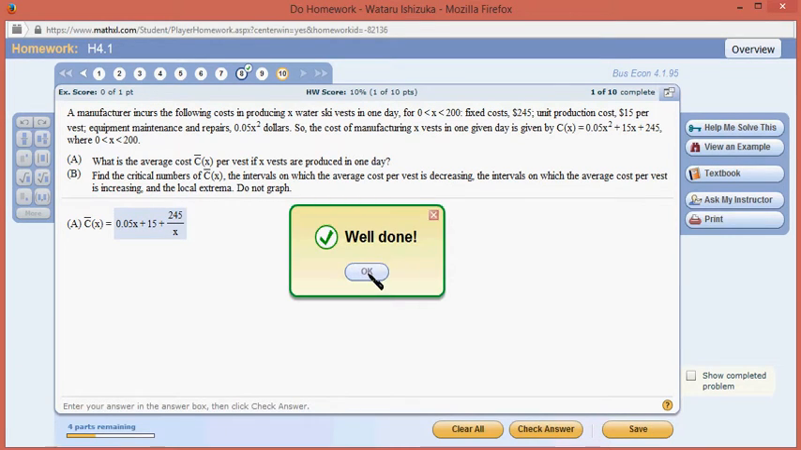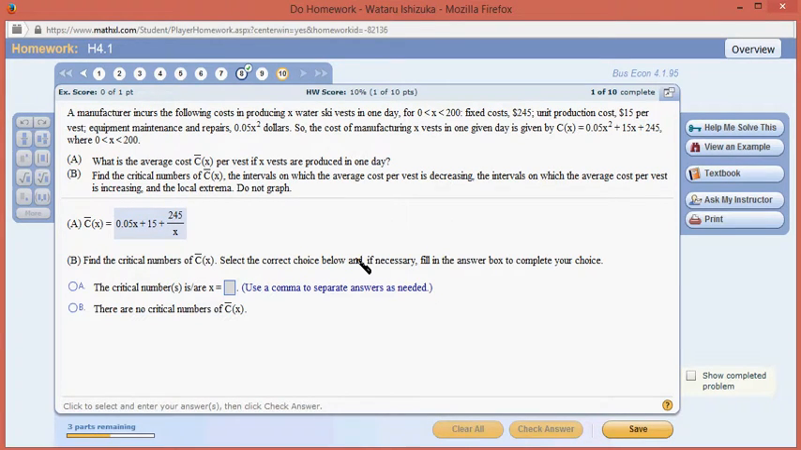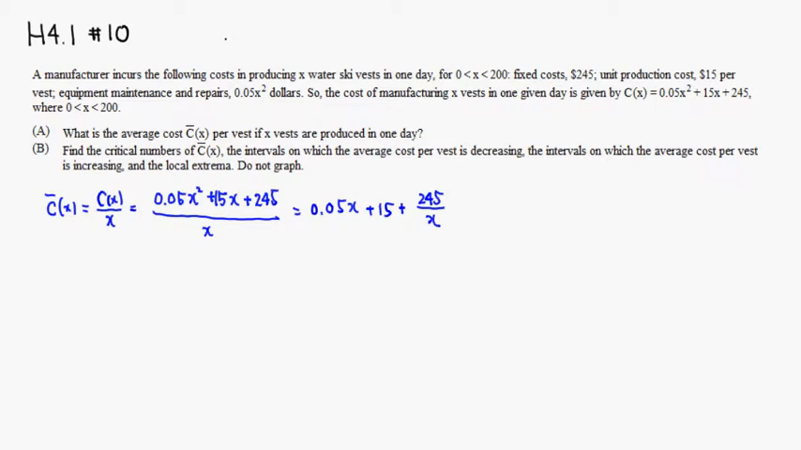Alright, check the answer. We got that. Now find the critical number of the average cost, c bar of x. Let's do that. We just have to take the derivative of c bar. So c bar prime of x is equal to the derivative of this: 0.05. The derivative of 15 is 0.